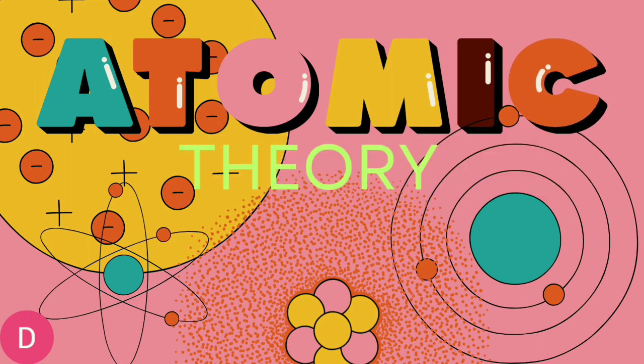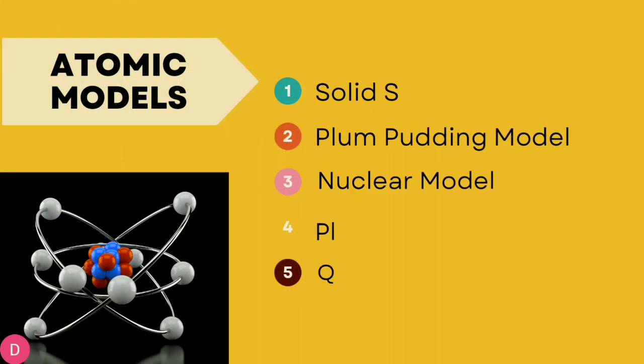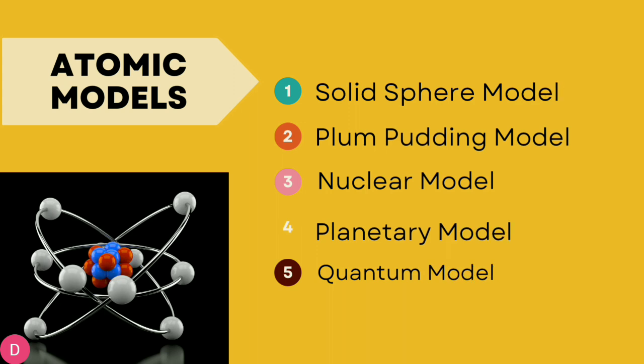Atomic theory. Dear students, today we are going to discuss atomic models. Number 1, solid sphere model. Number 2, plum pudding model. Number 3, nuclear model. Number 4, planetary model. Number 5, quantum model.